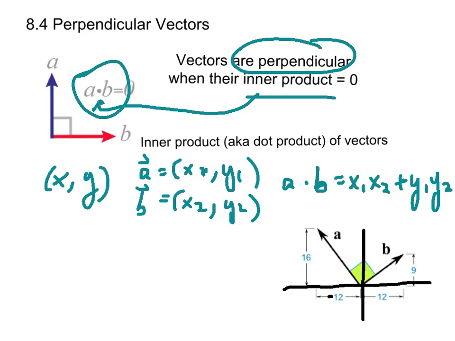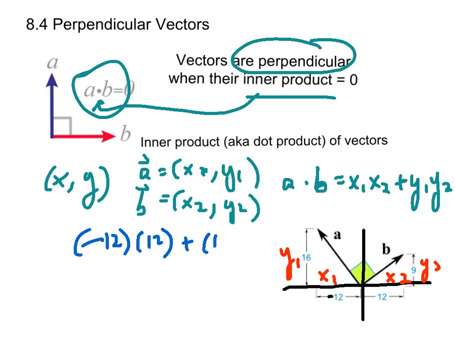This would be x1, y1, and x2, y2, and because we are multiplying, they're commutative. It doesn't really matter which one comes first or second. Let's do the math here. That would give us negative 12 times 12, and I'm going to add to that positive 12 times 9.